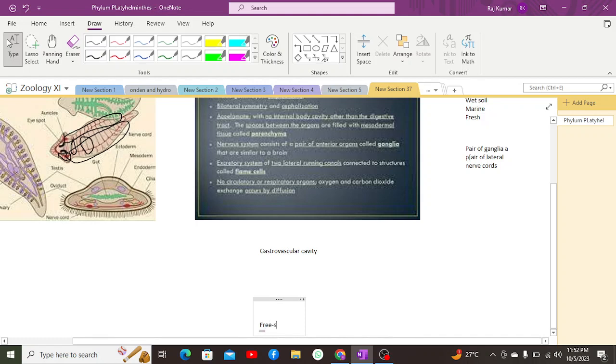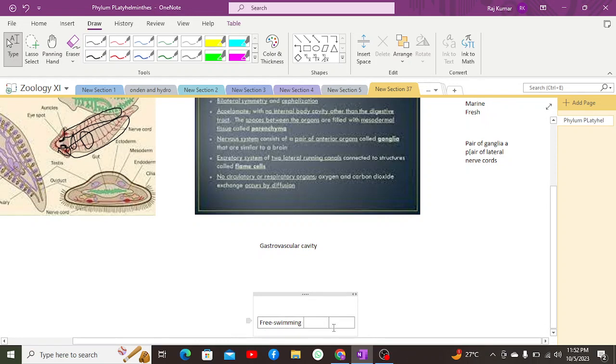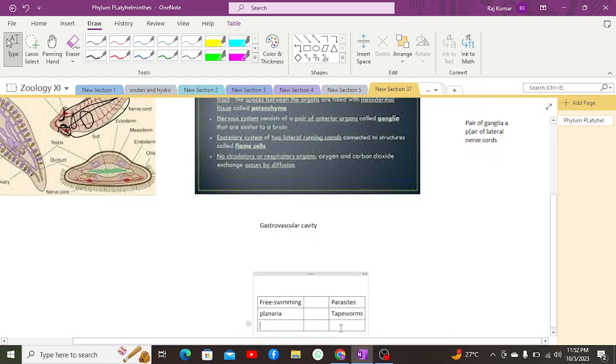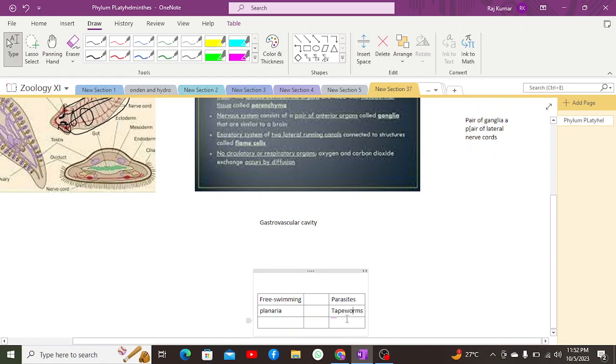They have three major classes, which are classified on the basis of two major types of organisms: free-swimming or free-living organisms, and second, the parasites. Free-living organisms include, as an example, planaria. Parasites are those which live in or on the body of another organism. These include tapeworms as well as liver fluke.